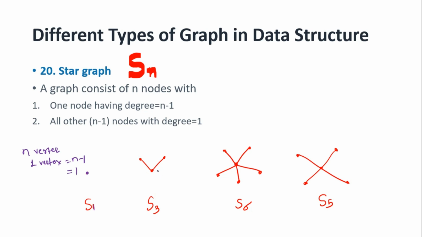Now this is the star graph for 3 vertices. This is the star graph for 6 vertices. Now in the star graph of 6 vertices, you will have one vertex whose degree is 5 and all 5 other vertices will have degree 1.